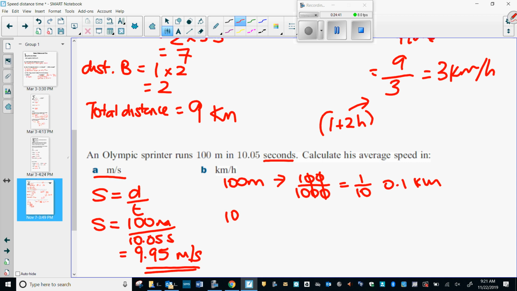So 10.05 seconds. Now, I would suggest first of all we want to change it to minutes. How do we change seconds to minutes? Divide by 60. Okay, so if we're going to multiply that by 60, we would have 60 something minutes. Does that make sense? No. Again, we've got more minutes, so that doesn't seem right. So we're going to have 10.05 divided by 60, which equals 0.17. Is that rounded? Can we have a few more?